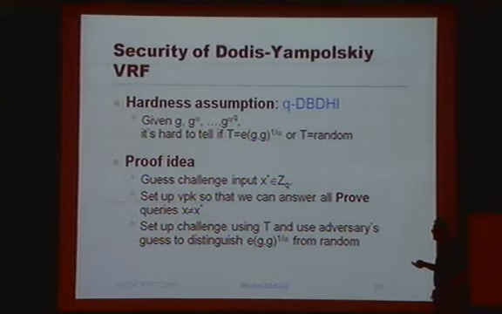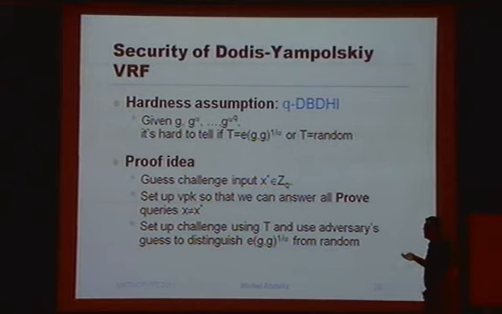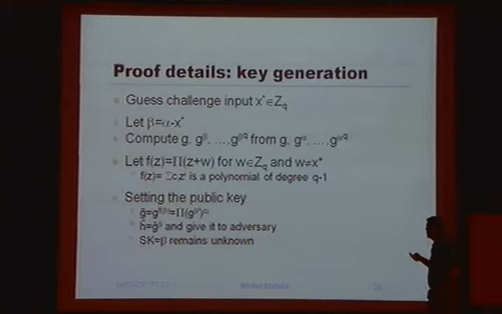We're going to set up the public key as being of the form, for instance, g to the alpha plus 1, g to the alpha plus 2, g to the alpha plus 1, alpha plus 2, and so on. All of the exponents except the value that contains the challenge input. So the alpha plus x star will be missing from the public key. And so that's more or less what this proof is doing.